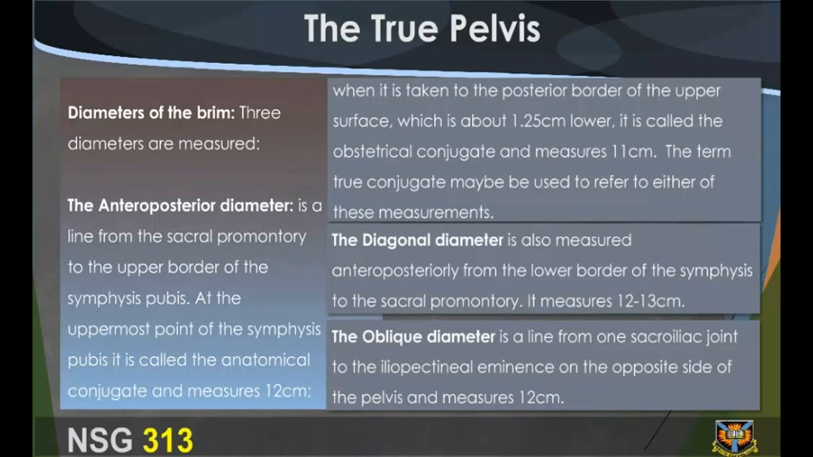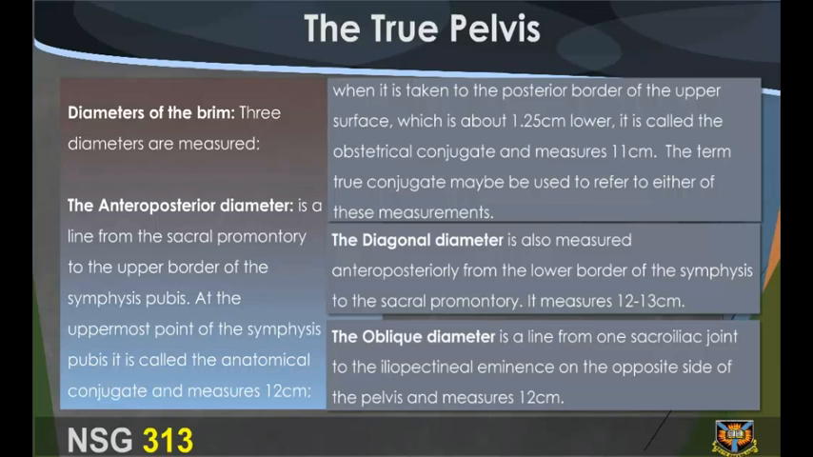Three diameters are measured. The anteroposterior diameter is a line from the sacral promontory to the upper border of the symphysis pubis. At the uppermost point of the symphysis pubis, it is called the anatomical conjugate and measures 12 cm. When it is taken to the posterior border of the upper surface, which is about 1.25 cm lower, it is called the obstetrical conjugate and measures 11 cm.